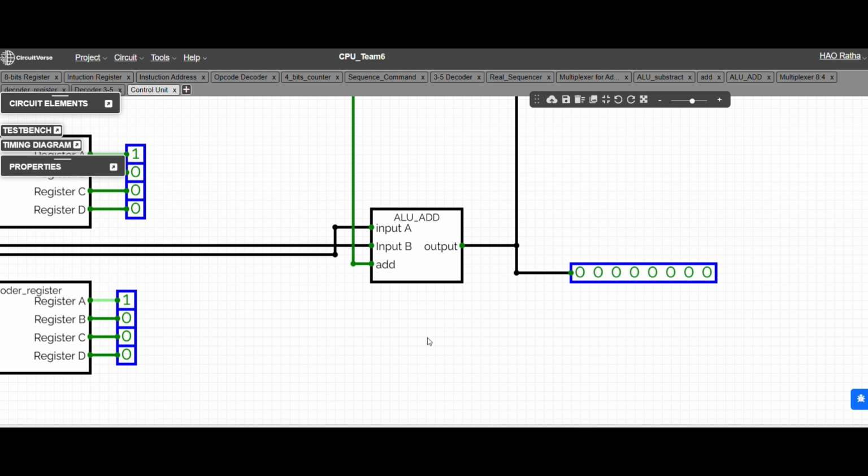In summary, the control unit acts as the coordinator of the CPU. The sequencer controls the timing. The opcode decoder determines the operation. The sequencer command generates the control signals. The register decoder selects the correct register, and the addition multiplexer routes data to the ALU. By working together, these components ensure that every instruction is executed in the correct order and at the correct time.